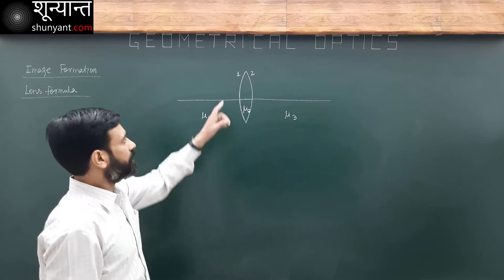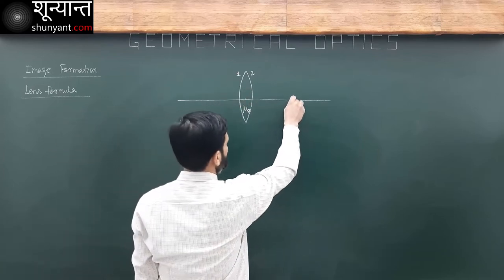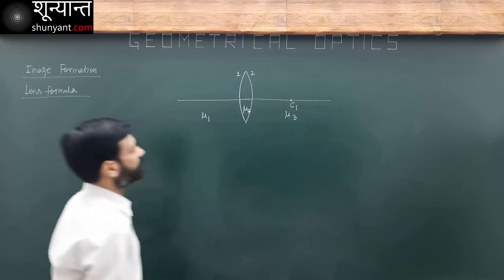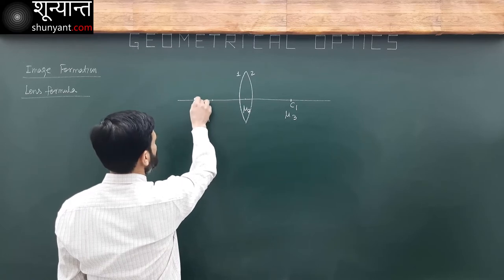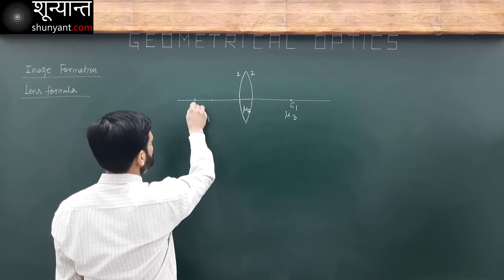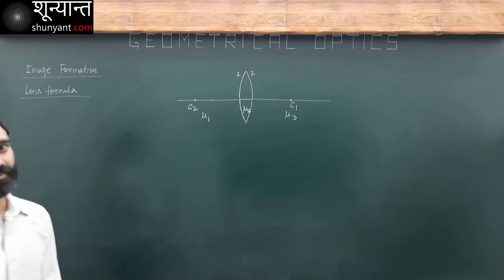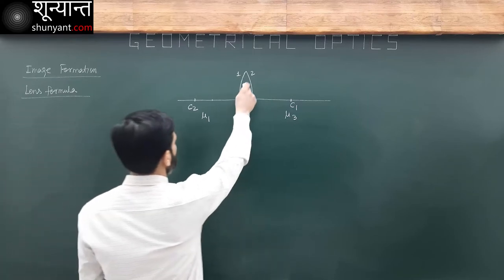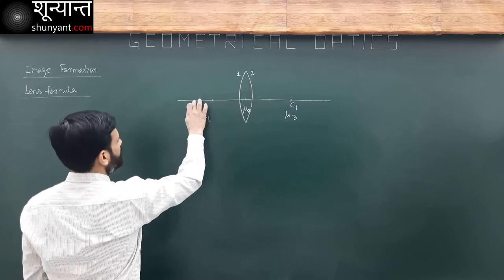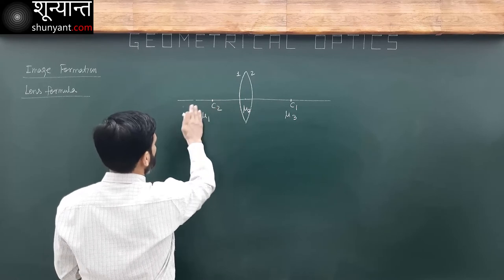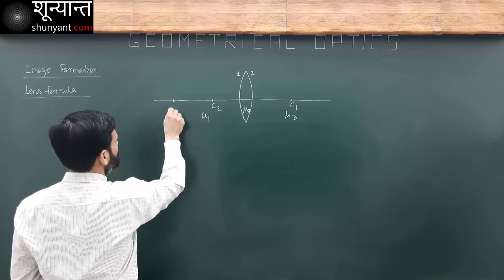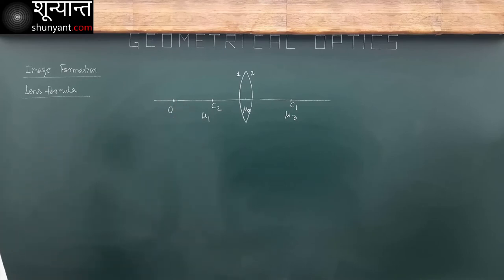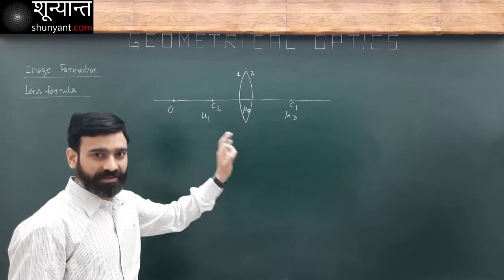Two surfaces. The center of the first surface will be somewhere here. This is C1, center of the first surface. Let's say that this is the center of the second surface, C2. Let's say that my object is somewhere here. This is my object. I want to find where its image will be.